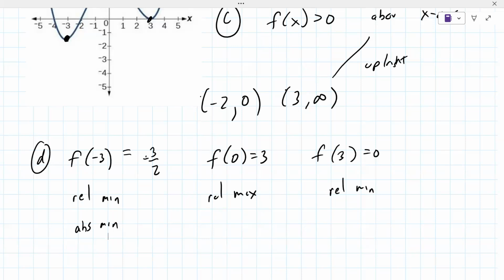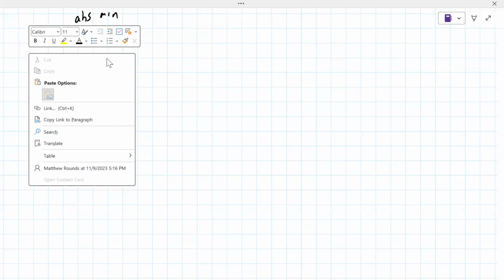All right. So moving to number 4. Okay, so kind of the same type of thing. The domain is kind of given, but the domain is always all real numbers, negative infinity to infinity, for a polynomial. You might just commit that to memory.